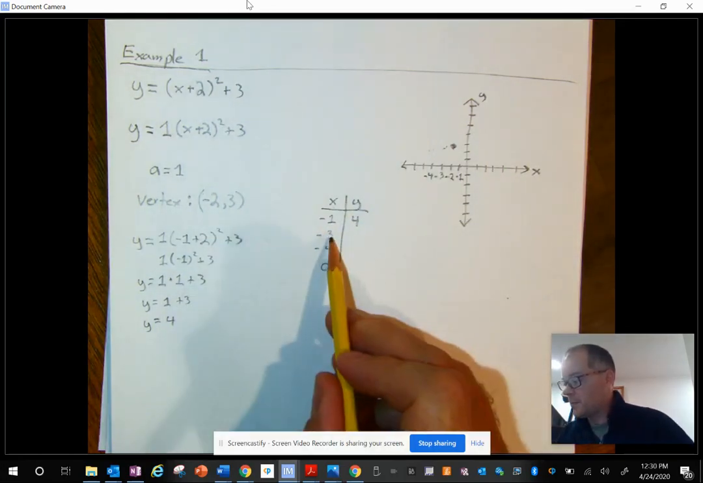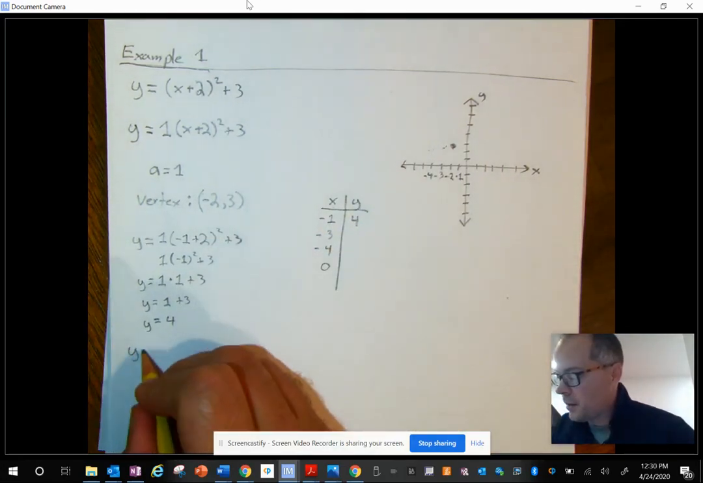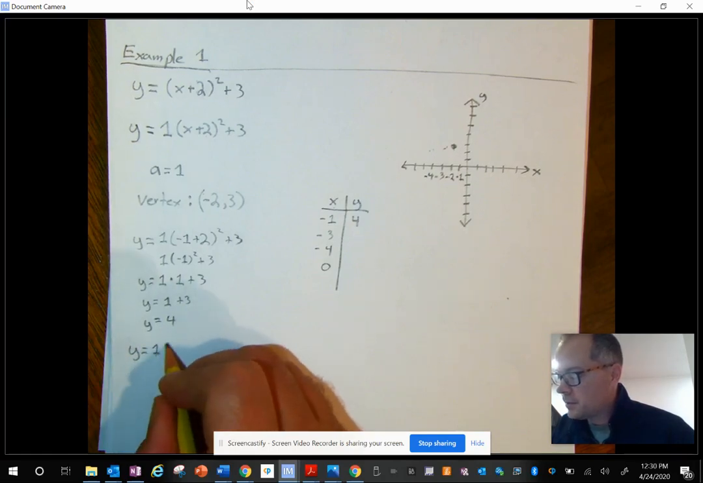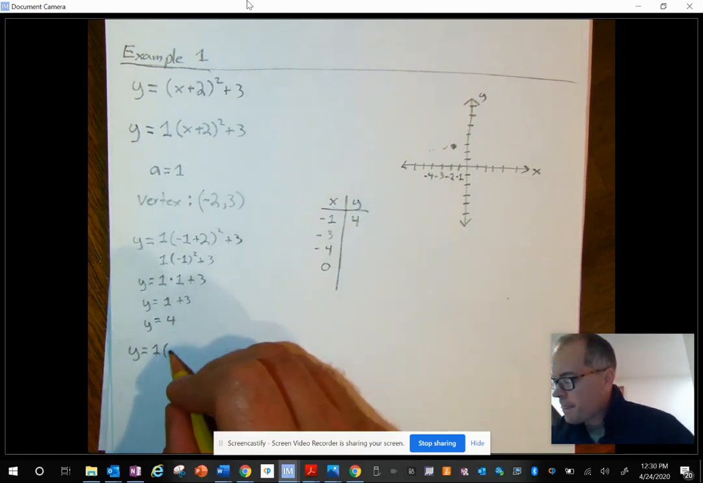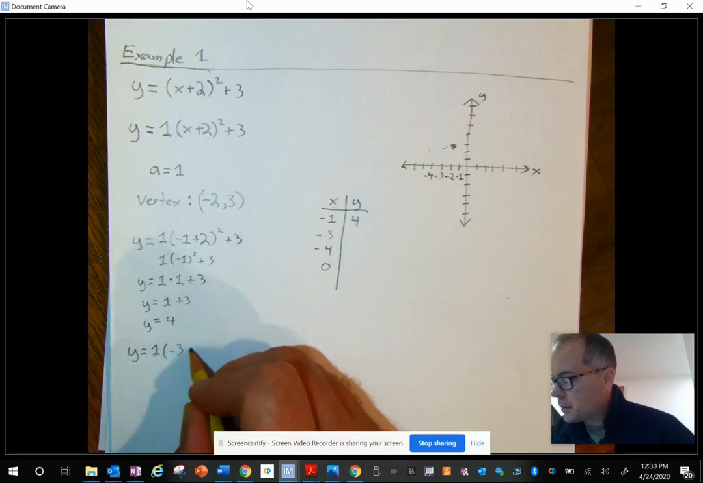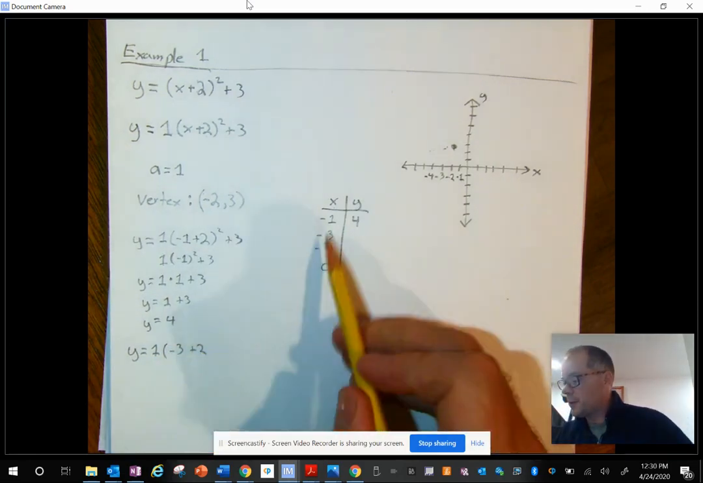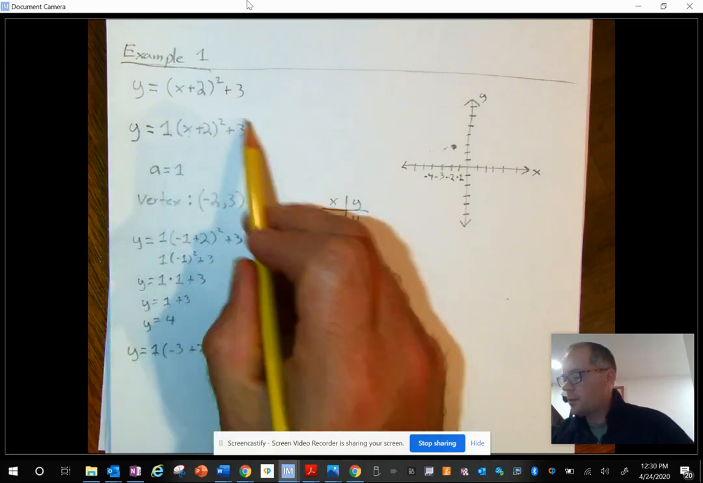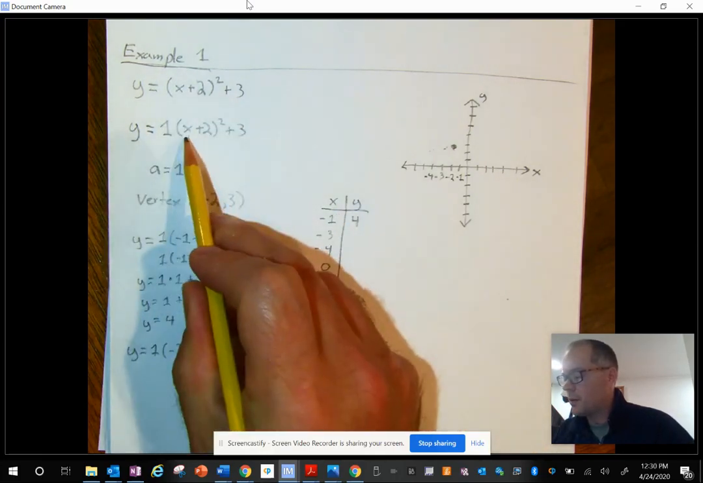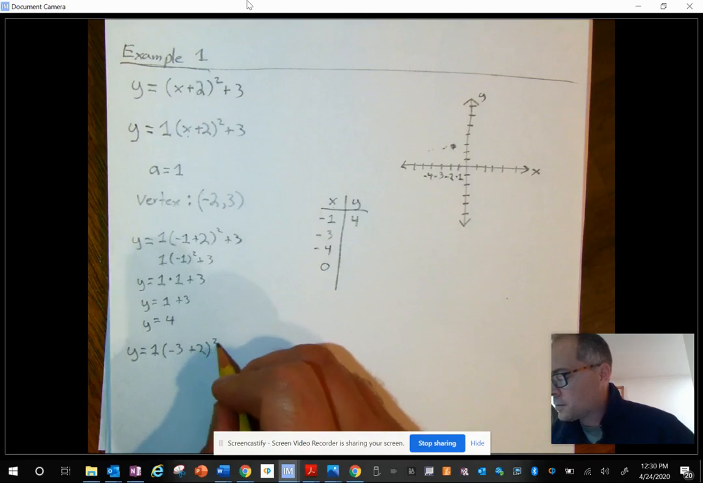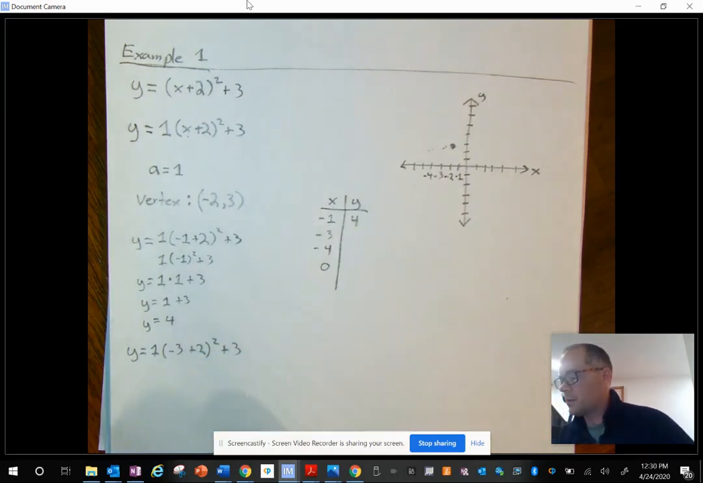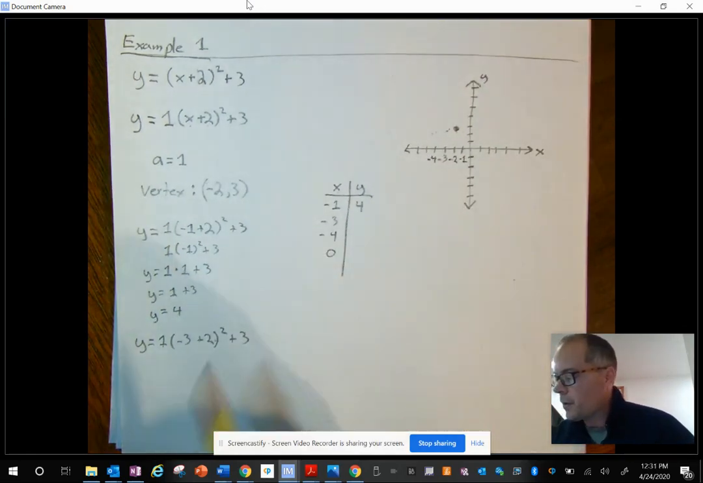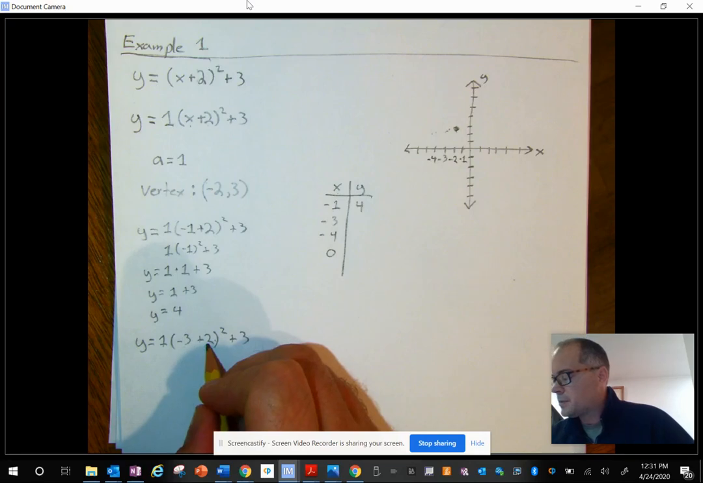Okay, let's do the same thing again for -3. So y equals 1 times (-3 plus 2) squared plus 3. Notice I'm just plugging this number in wherever there's an x. So I'm using this equation and putting a -3 in where the x is. These two equations should look exactly the same, except instead of an x, I put a -3 in there.